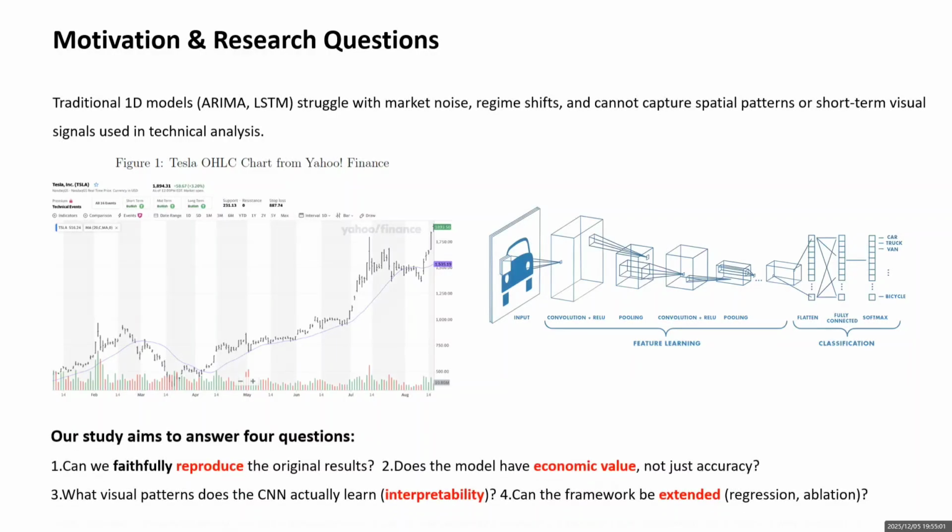And our study aims to answer 4 questions. Can we reproduce the original results? Is there some real economic value? What does the CNN actually see, and can we extend this framework?